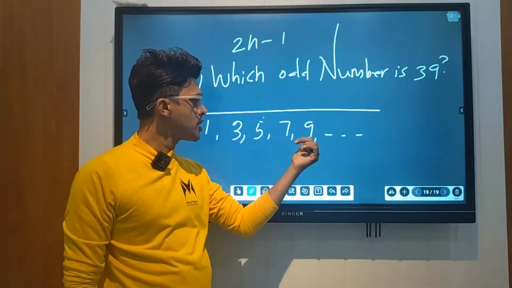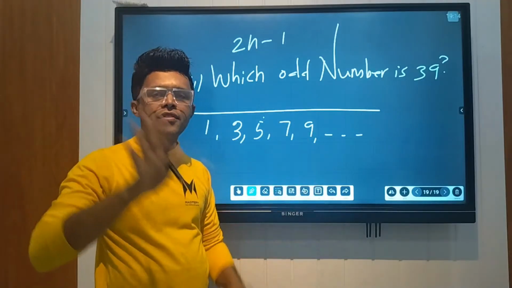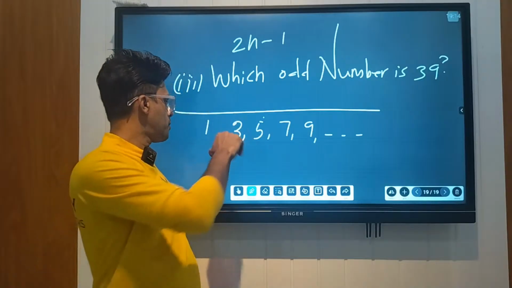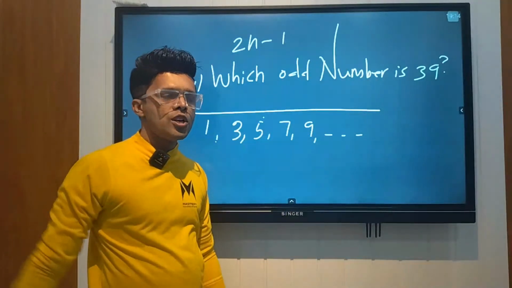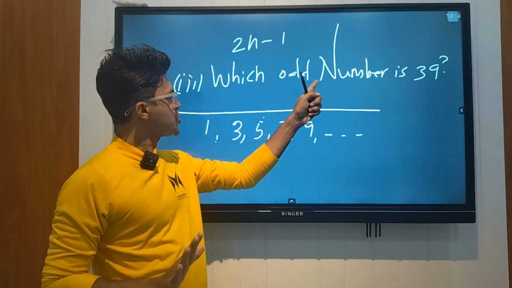Which odd number is 9 here? 9 is the fifth odd number. First, second, third, fourth, fifth. So I will give you the same question here.